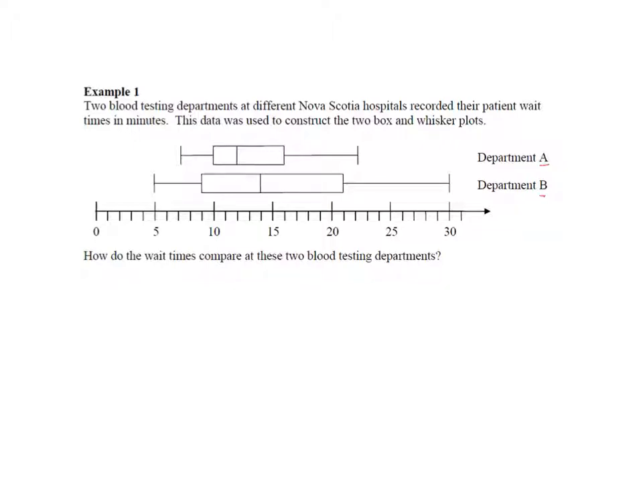So if we look at them, we can see that the minimum for Department B is lowest. So there's only a 5-minute wait time sometimes there. But we can see that their maximum is also the highest, that it has a 30-minute wait time. And that the middle 50% is, for the most part, higher than the middle 50% for Department A. We could say that Department A is more consistent because their values all range from 7 to 22 minutes, with half of the times being between 10 and 16 minutes.